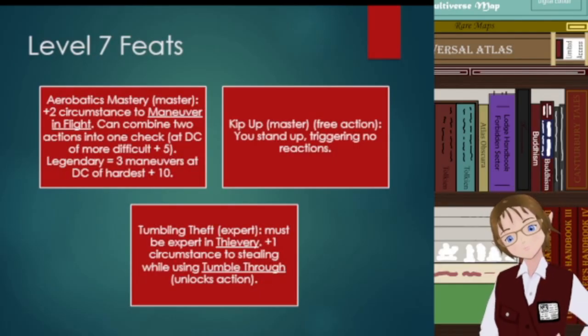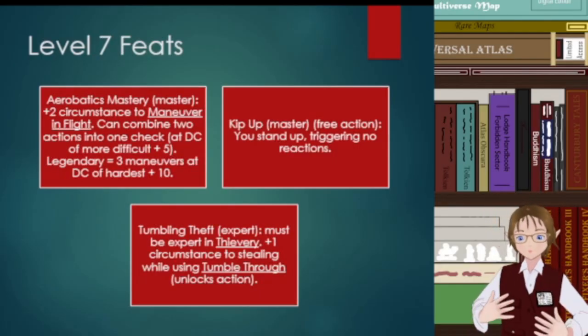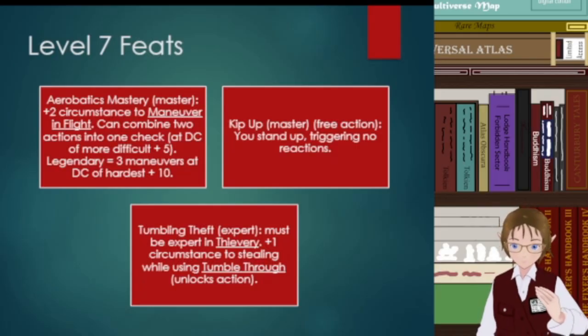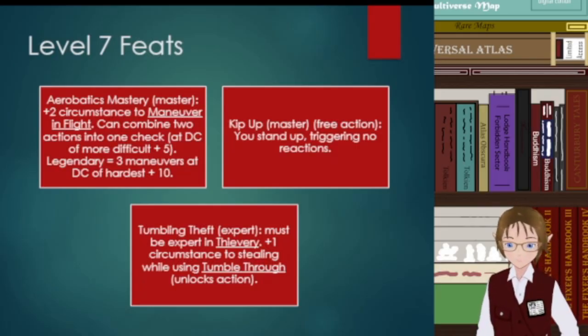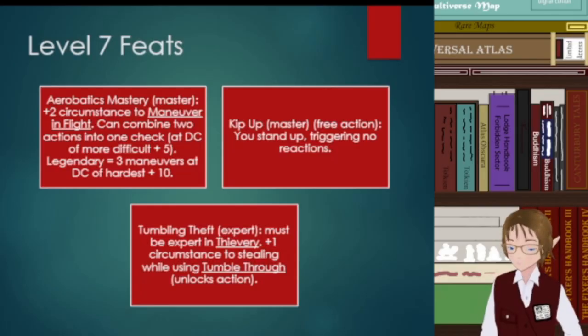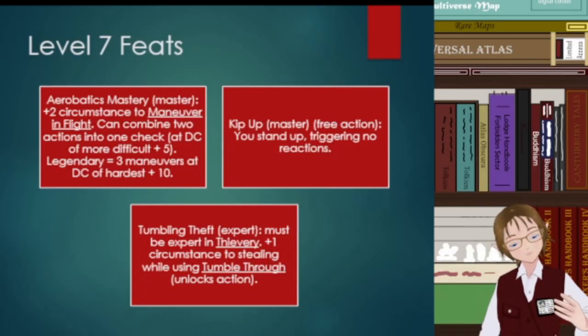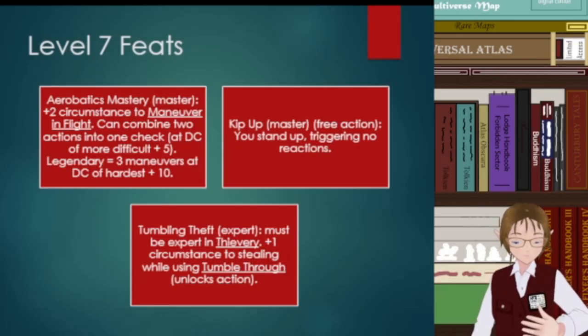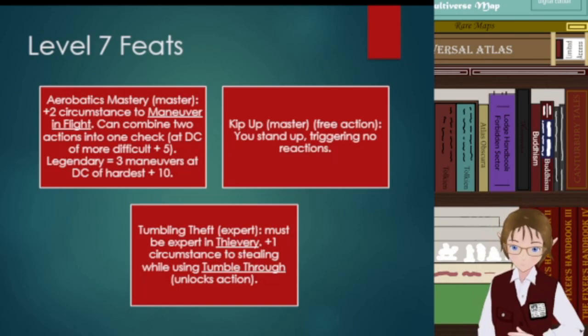The last slide that I'm talking about here are the level 7 feats. These require higher proficiencies. One of them requires Expert, the other 2 require Master, and they are taken at higher levels. So fewer players are going to reach these. The first one I'm going to mention is Tumbling Theft.